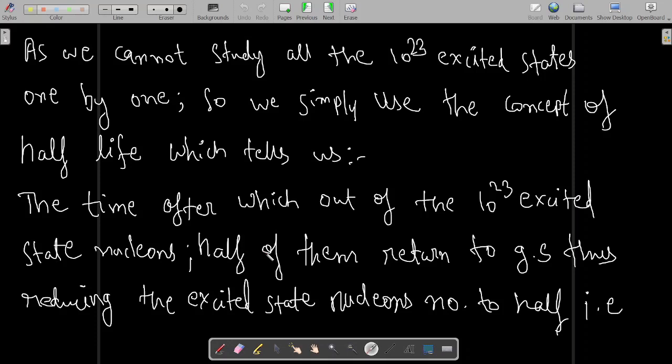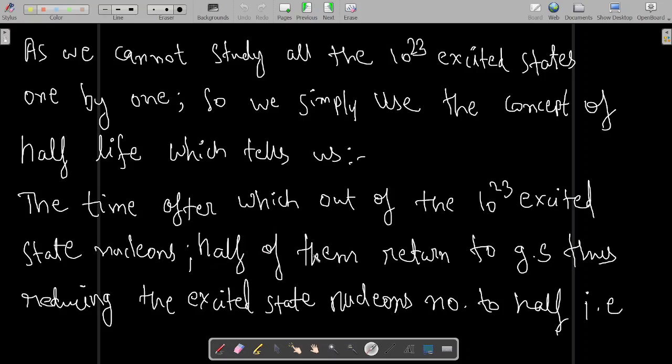At time t equal to 0. Suppose the half-life is 0.5 second. So what will happen after 0.5 second? After 0.5 second, the number of nucleons in excited state will reduce to half, and the number of nucleons in ground state will increase from 0 to 1 by 2 into 10 to the power 23.